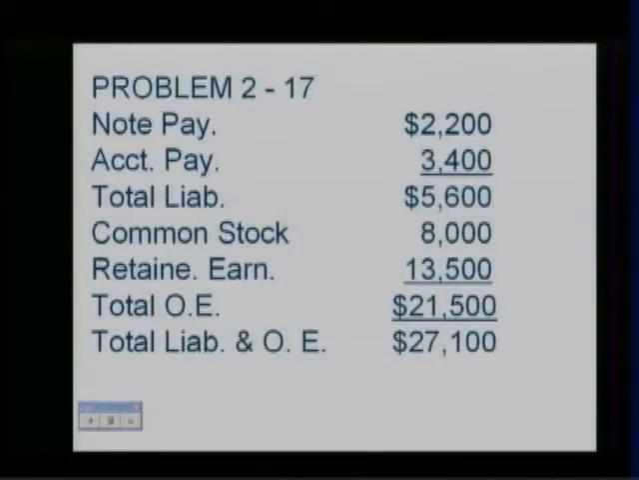If you add up the stock of $8,000 and the retained earnings of $13,500, that gives you $21,500. That's your owner's equity amount. Your total owner's equity and liability is $27,100. So the difference between $27,100 and $21,500 is $5,600, and that's your total liabilities. Of that $5,600, you know $3,400 is accounts payable, so the remainder, $2,200, has to be the note payable.